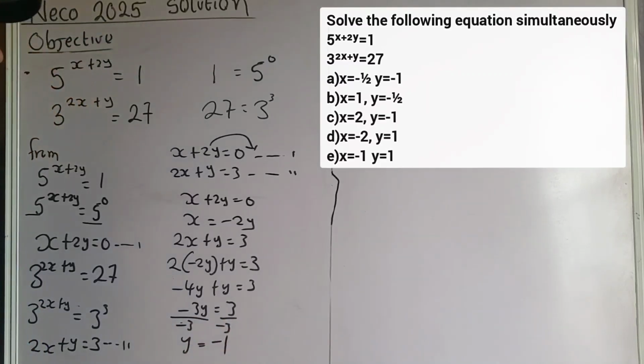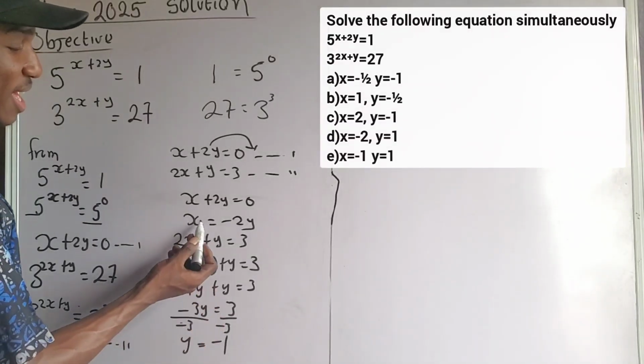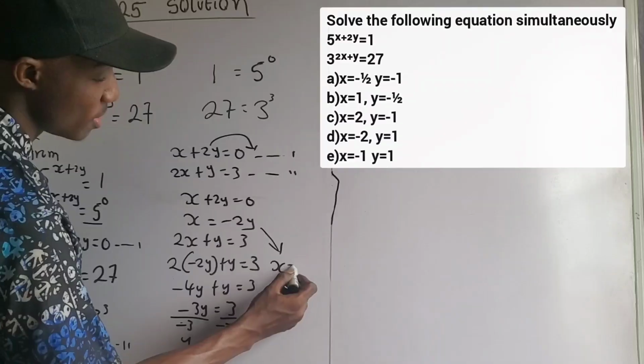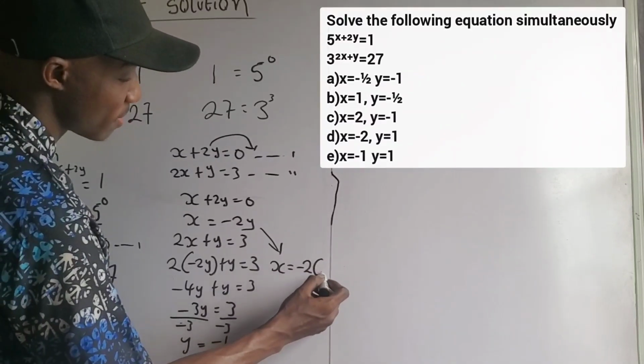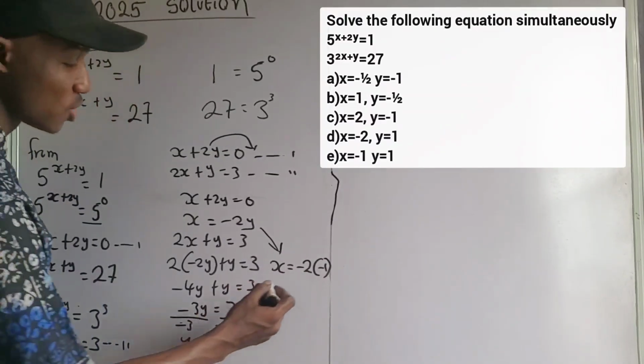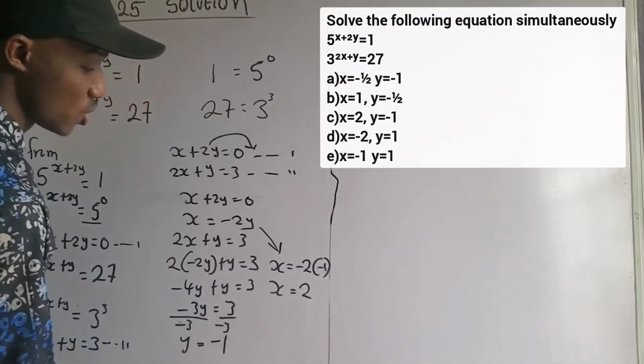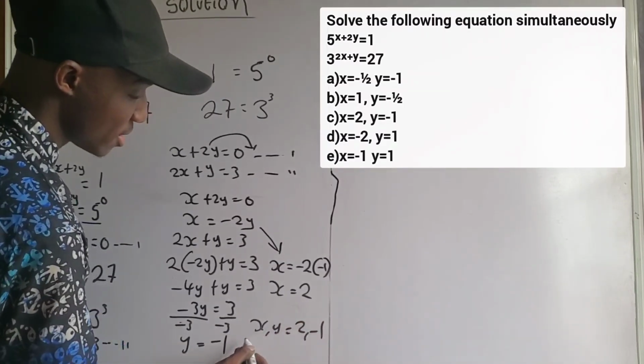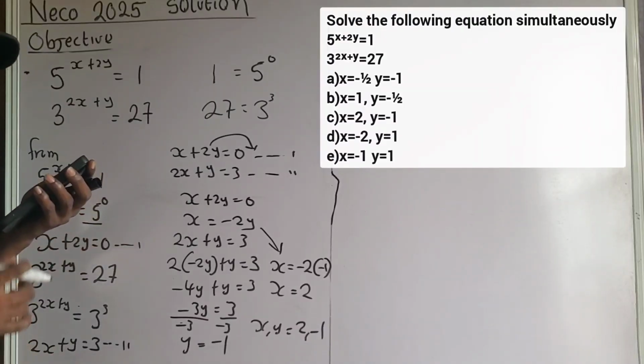Minus 1. Okay? If y is minus 1, since x equals minus 2y, that means x will be equal to minus 2 multiplied by minus 1. Do you understand? So x equals 2. So the value of x and y equals 2, minus 1. Do you understand? Okay, let's look at the correct option.